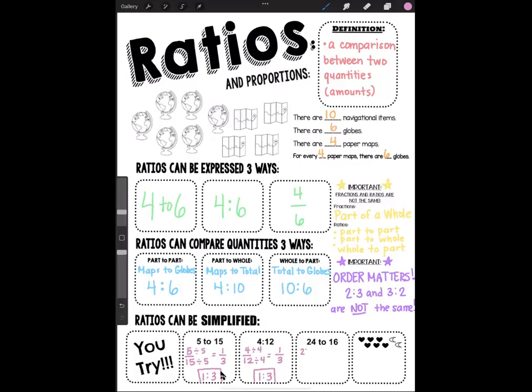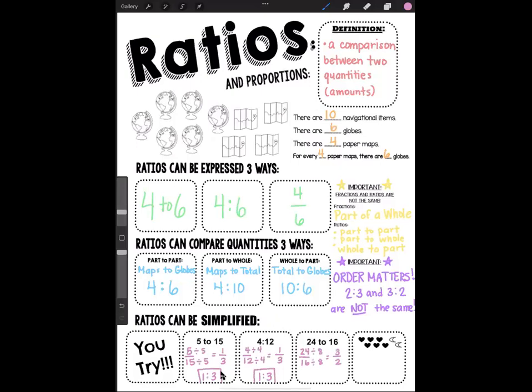The next one is 24 to 16. I write it like a fraction. I see what I can divide by. This one I can divide by 2. I could also divide by 4, but I see that they're both multiples of 8. So I'm going to go ahead and divide by 8. 8 goes into 24 3 times, and 8 goes into 16 2 times.